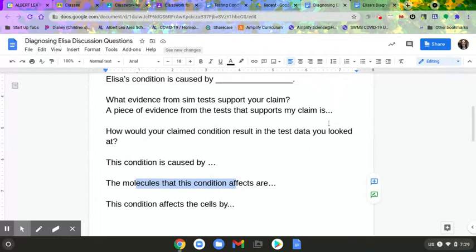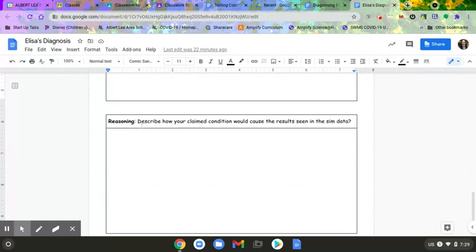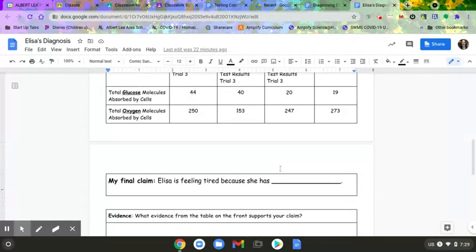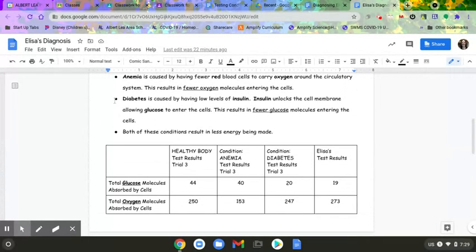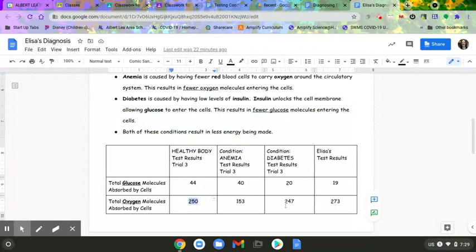Okay, then we got to reason through how this condition is going to cause those results. So again, you got to do some connecting between these two bullet points and what you see taking place in the data table. Now, you're still welcome to talk about oxygen if you want to.